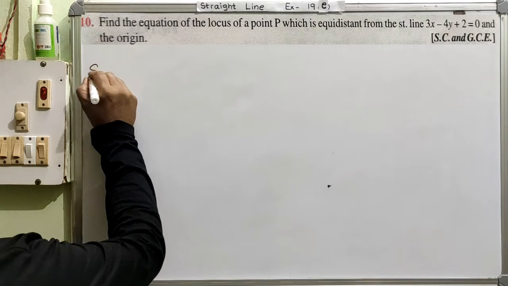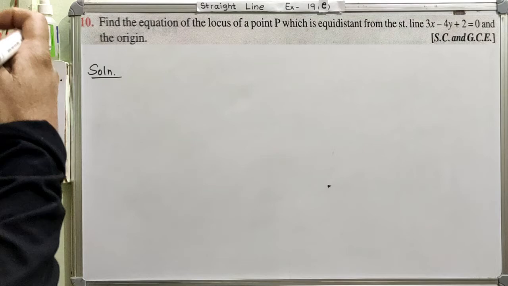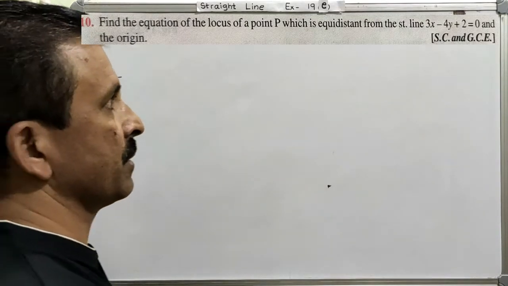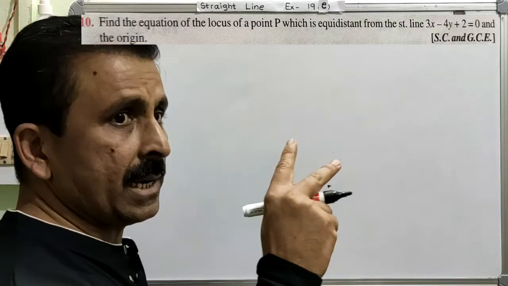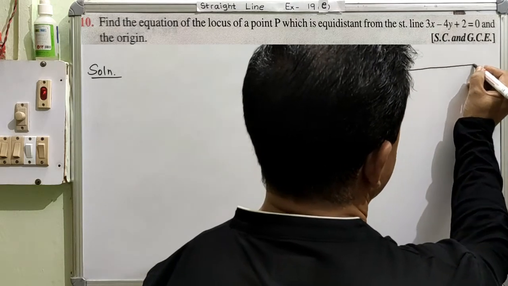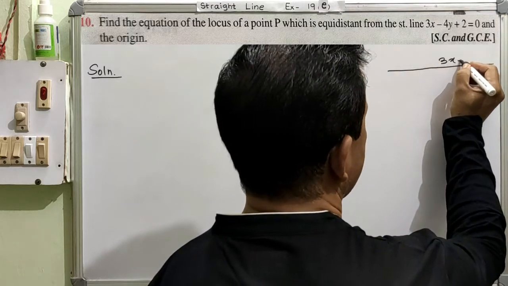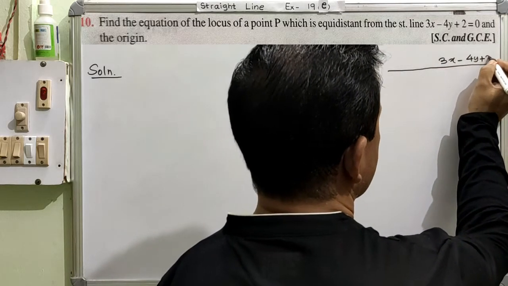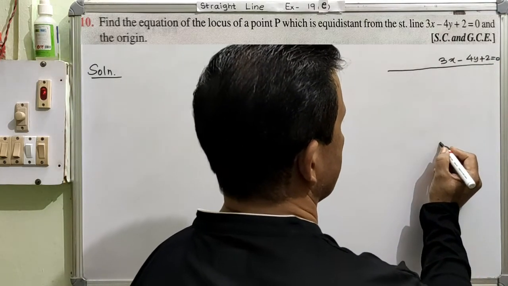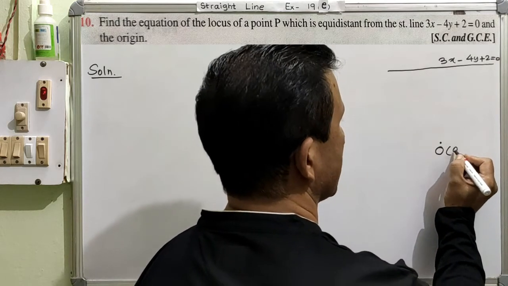For this question also we will try to understand with the help of a diagram. Clear? So the question is, find the equation of the locus of a point which is at equal distance from the line and the origin. So this is the line which is given, and the equation of this line is 3x minus 4y plus 2 is equal to 0. Clear? And somewhere you have your origin. Let us name this origin as O, and the coordinate of the origin, you know that it is 0, 0.